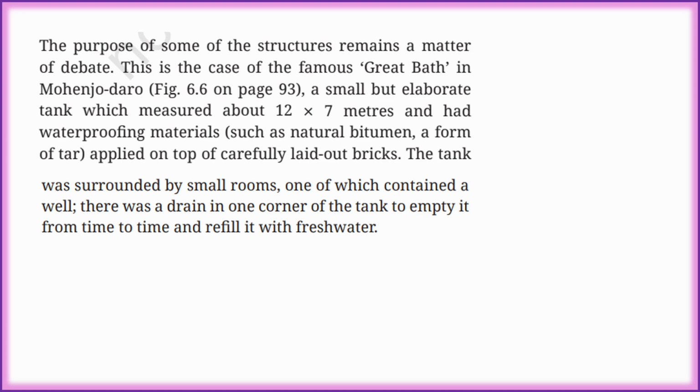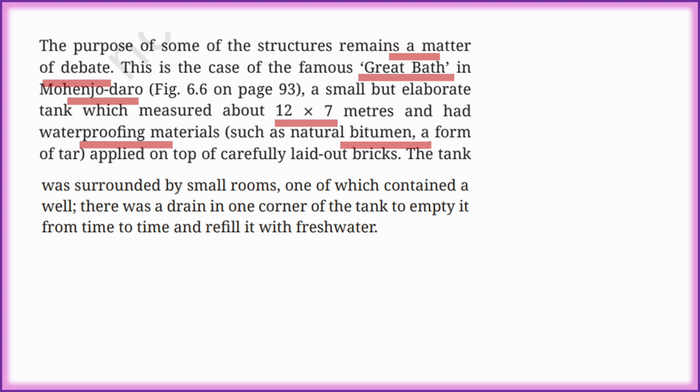The purpose of some of the structures remains a matter of debate. That means we are still not sure why some buildings were made. This is the case of the famous Great Bath in Mohenjo-daro, a small but elaborate tank which measured about 12 by 7 meters and had waterproofing material such as natural bitumen, a form of tar, applied on top of carefully laid out bricks. So, one example of an unclear structure is the Great Bath in Mohenjo-daro.